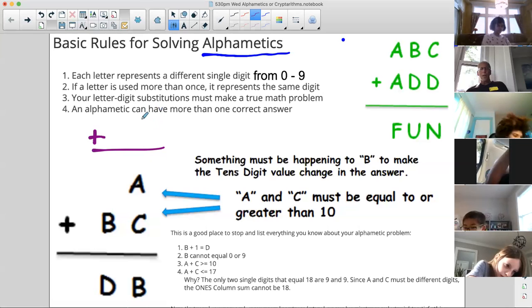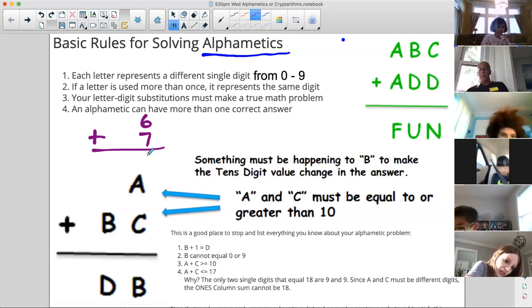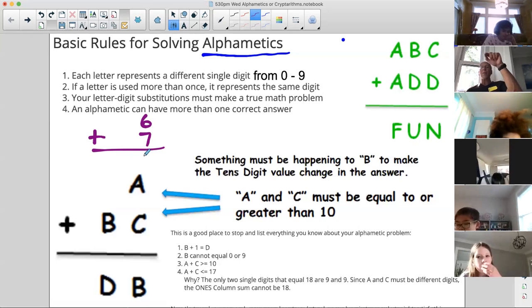6 and 7. I haven't tried this or anything. All right. So 6 plus 7 makes a value of what? 13. B value can't be 13, but B can be 3.